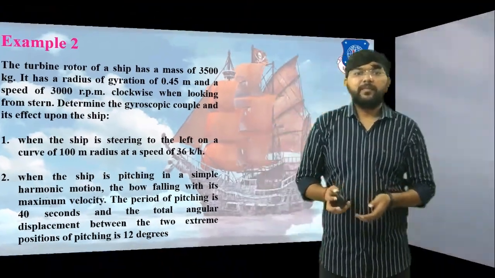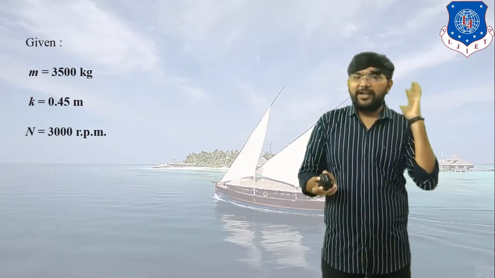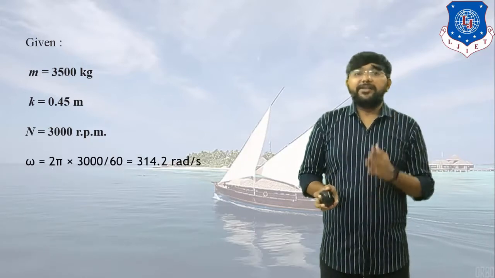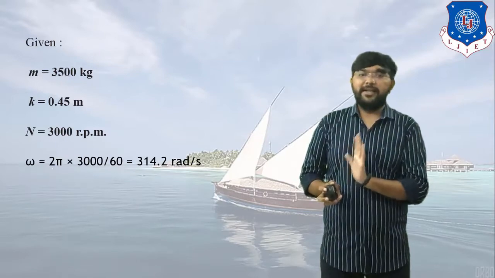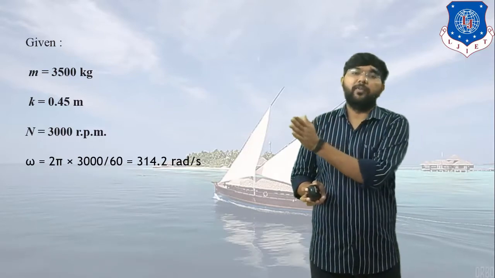Okay. Now the given data: small m is given, the mass of the rotor, that is 3500 kg, the radius of gyration is given, that is 0.45 meter, capital N is given, 3000 rpm, and based on N you can find omega equals 2 pi N by 60, and the answer is 314.2 radian per second. This is the given data.